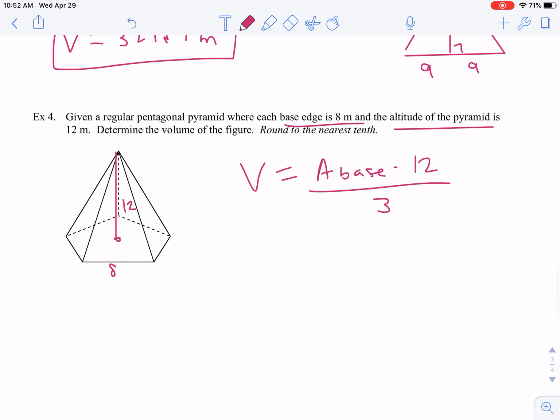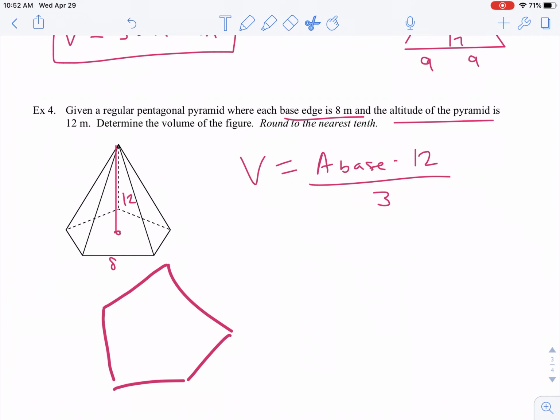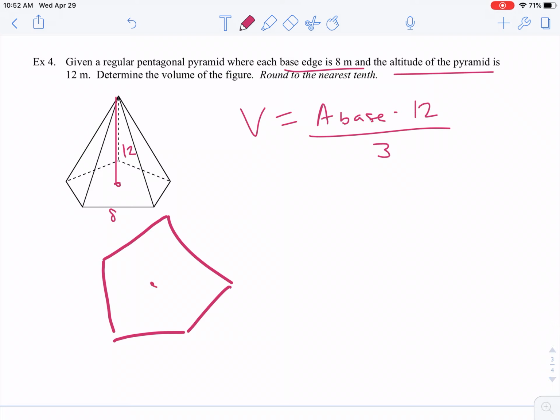Now, what I like to do when we're doing a pentagonal or a hexagonal pyramid, I like to draw that shape, and I drew it a little too small, so I'm going to draw it a little bigger, of the base, so that when I'm trying to figure out that area, it's not as bad drawing-wise. So when we find the area of a pentagon, remember that we're thinking about this strategy, right? We know that the whole edge is 8, which means that each of these is 4. And that's all we know.